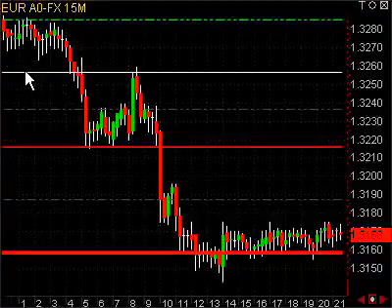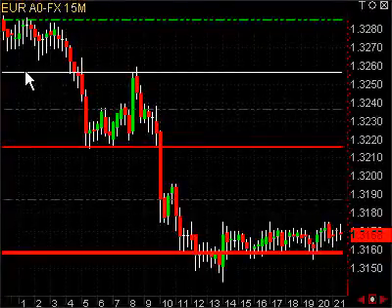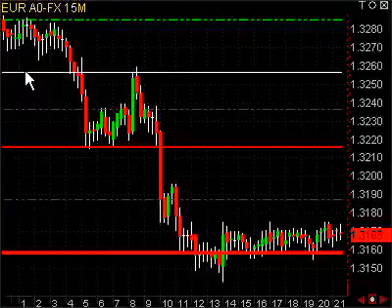The white line is the pivot. That is the high-low-close divided by 3 of the previous day. It's basically the average price of the previous day.